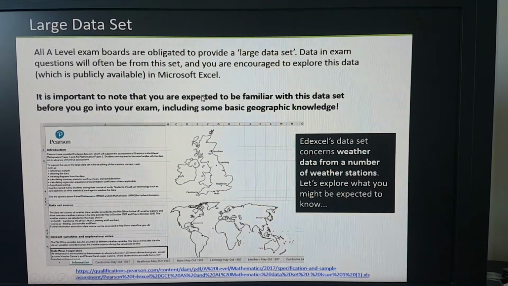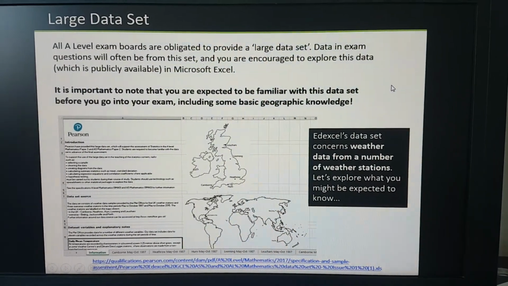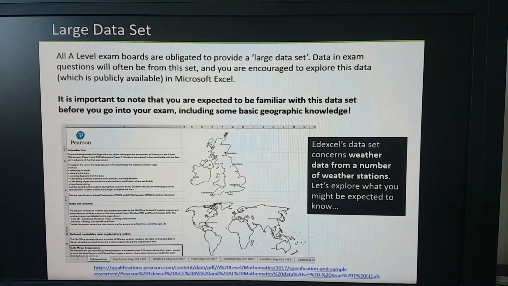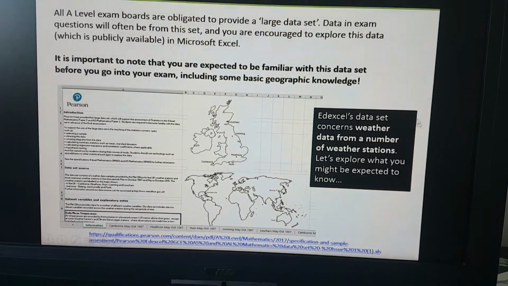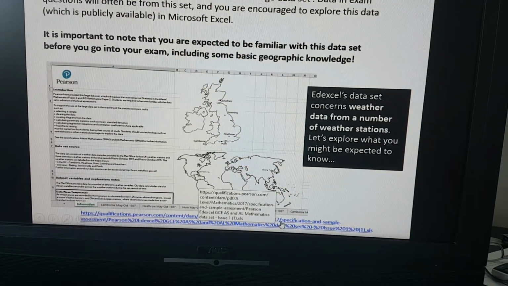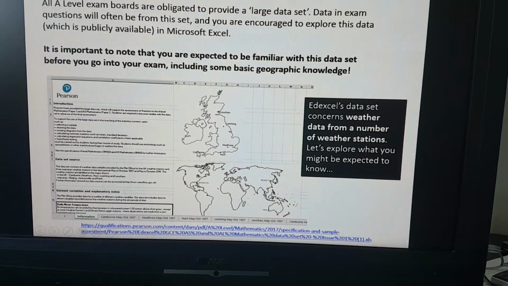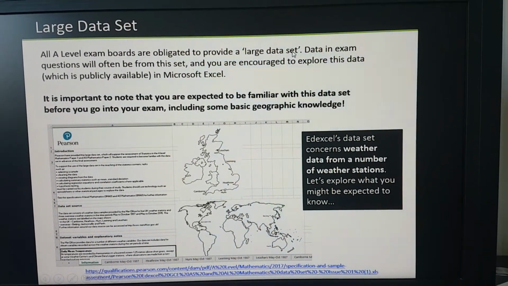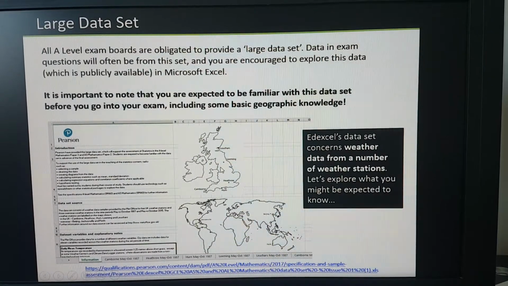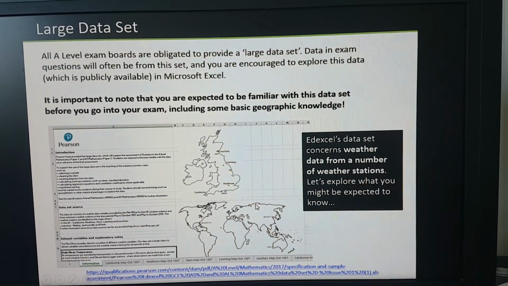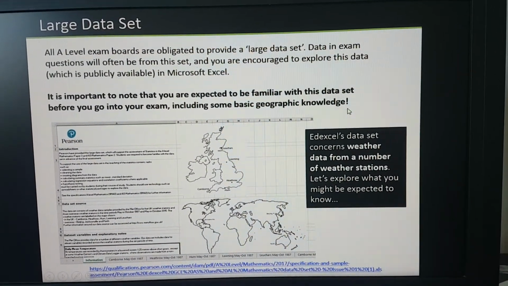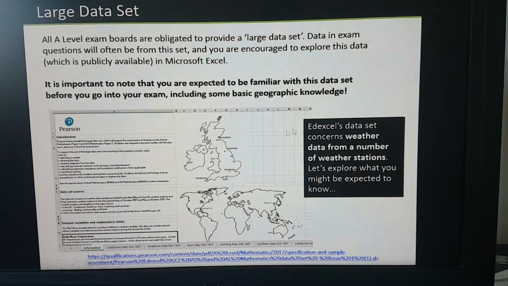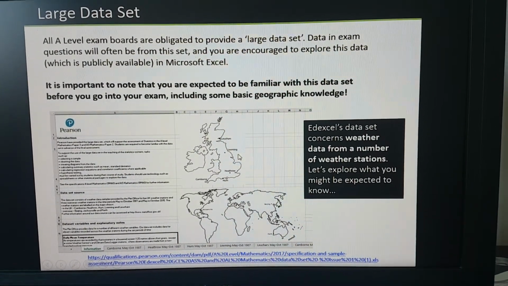We're going to move to the large data set. There is nothing really to explain. If you like, this link is online. You can go into it, and it's basically about the weather in the UK and in the world. What we need to know is how to find information from this large data set.